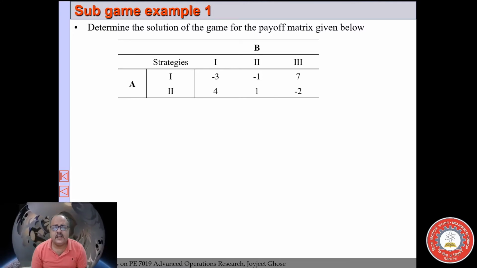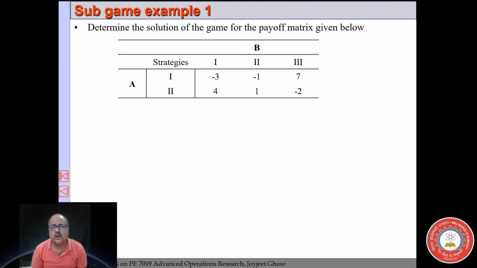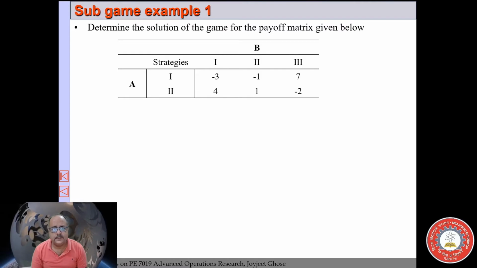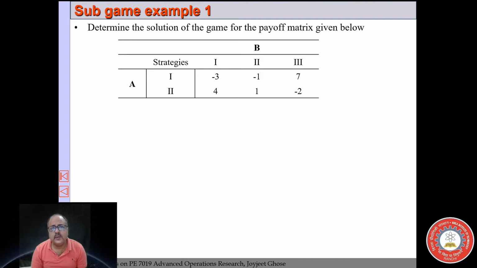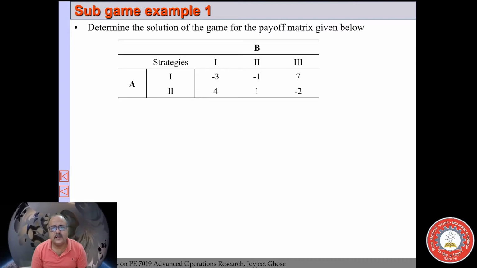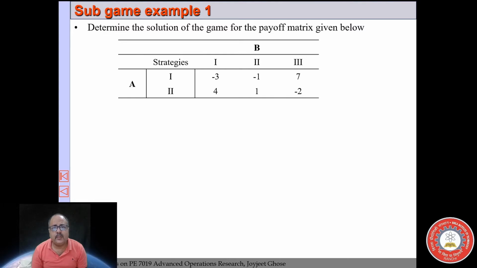Now in the first 3 lectures we have discussed pure strategy, saddle point, mixed strategy, the algebraic method, the shortcut method and the rule of dominance. In certain cases, when the matrix is greater than 2 by 2, for example in this case a 2 by 3 matrix, there is no saddle point, and you cannot apply the rule of dominance to reduce this payoff matrix further.